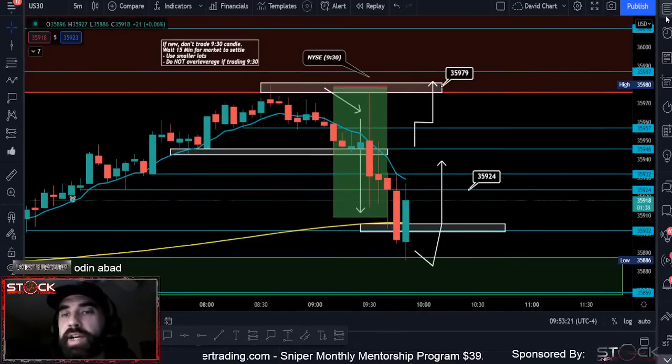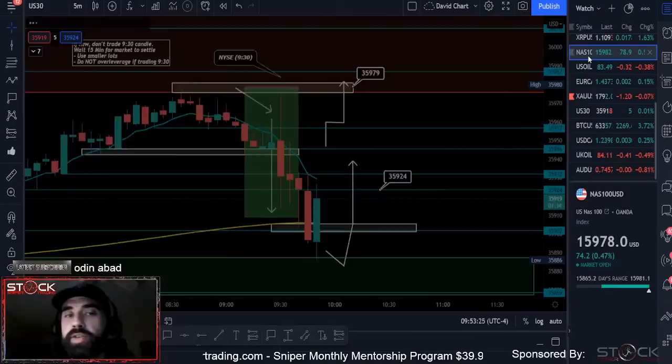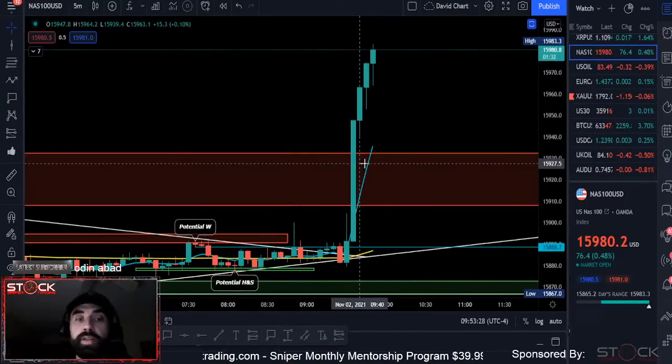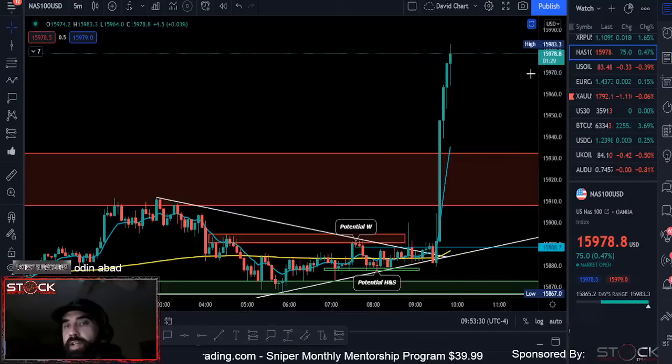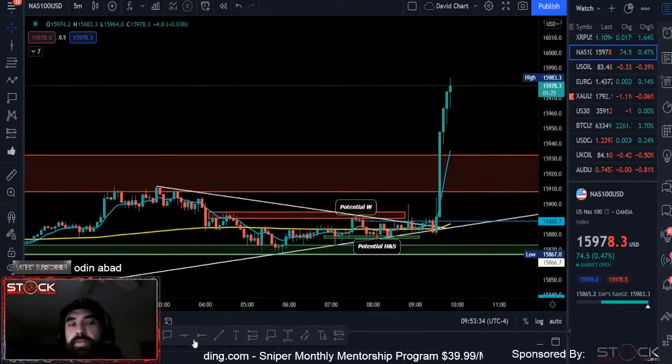Okay, let's check out NASDAQ now. We got the US 30 sell. I bet you NASDAQ is crazy right now. Look at this, guys. Look at this. Massive. It's going to 16,000, guaranteed. 16,000 reversal, let's see.